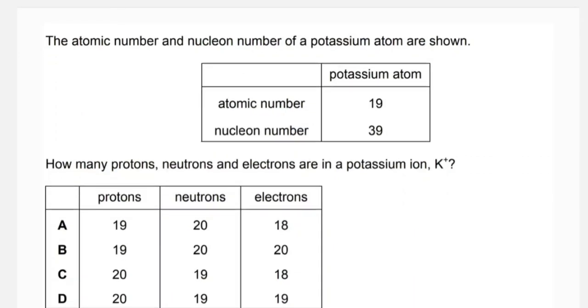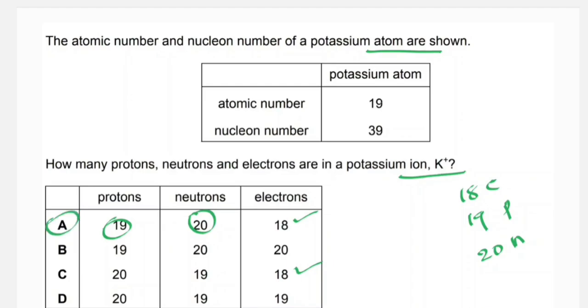The atomic number and nucleon number of a potassium atom are shown. How many protons, neutrons and electrons are in a potassium ion? So the details given are for the atom. So we have a potassium ion, a positive charge, meaning it has 1 less electron. So there should be 18 electrons, 19 protons, right? And the number of neutrons is the difference between 19 and 39, which is 20, right? So the number of electrons should be 18, protons 19, and number of neutrons should be 20. So this is the answer.